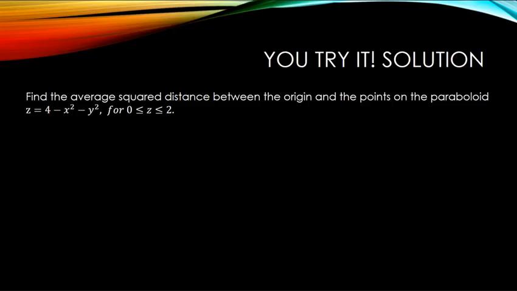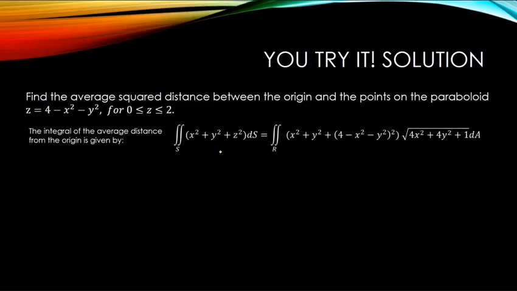Now I'm going to compute the integral of the average distance from the origin. This is given by the double integral over s of the quantity x squared plus y squared plus z squared ds, which is equal to the double integral over R of the quantity x squared plus y squared plus the quantity 4 minus x squared minus y squared, squared, times the square root of 4x squared plus 4y squared plus 1 dA. Again, I'm going to make a substitution of r squared for x squared plus y squared.